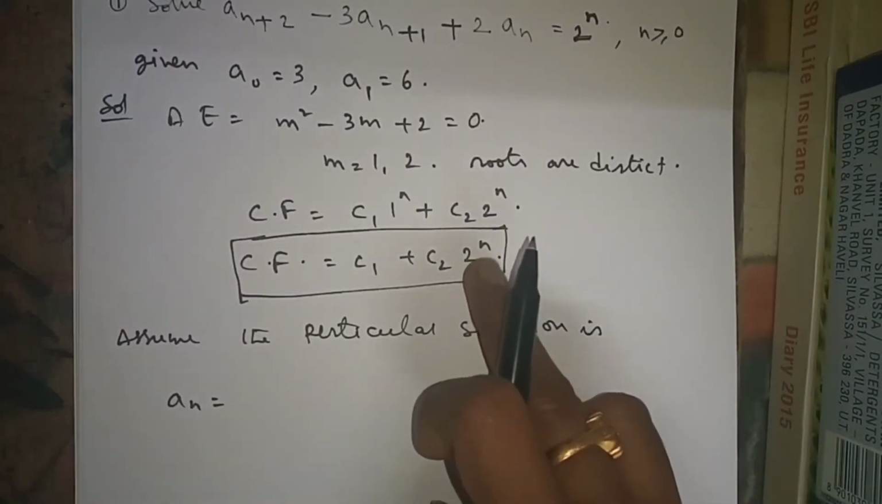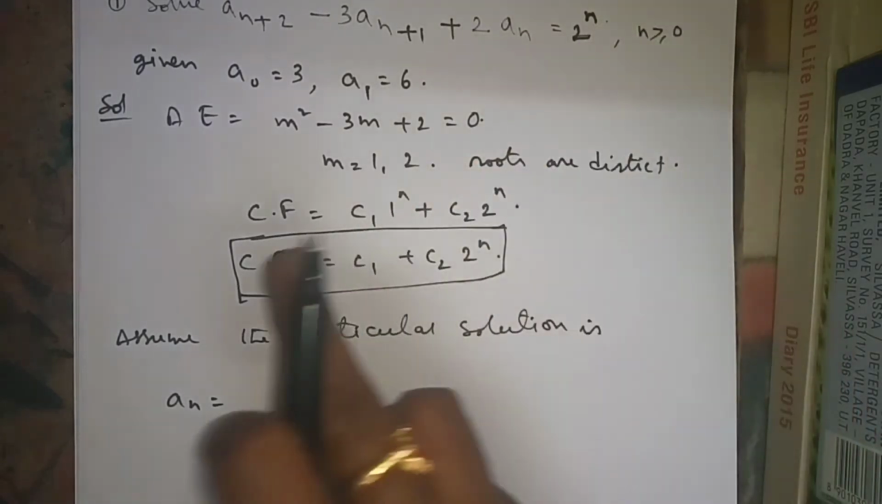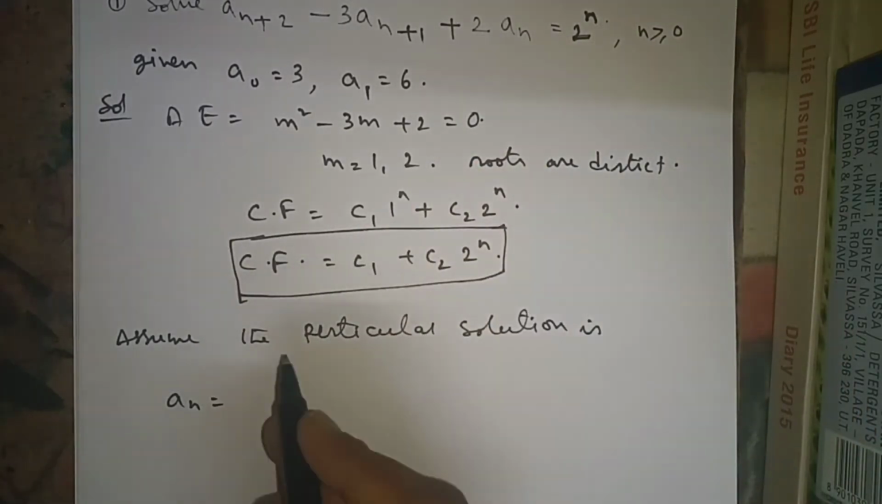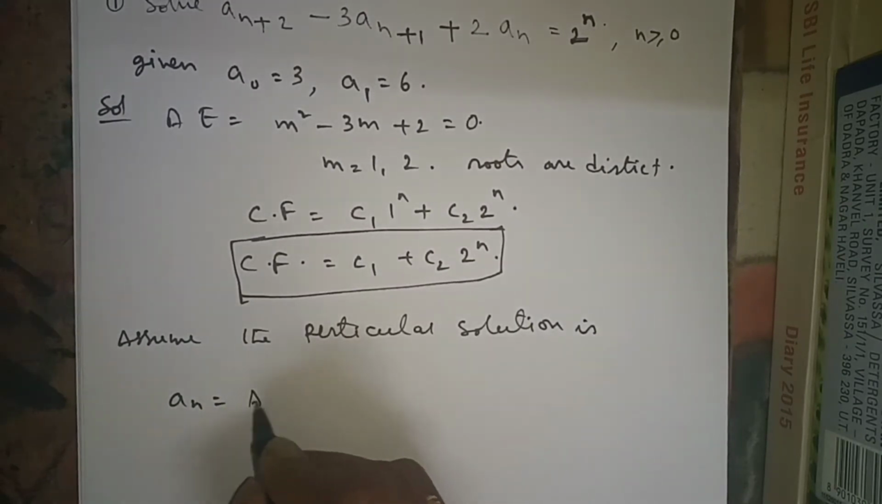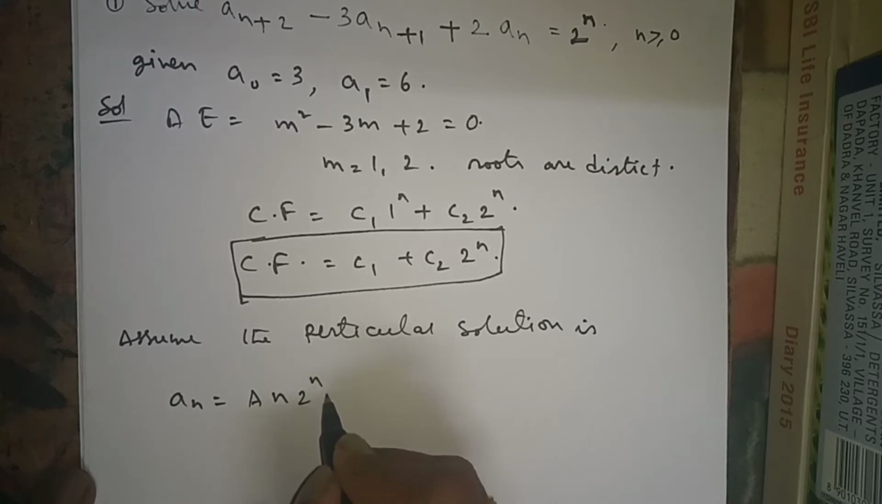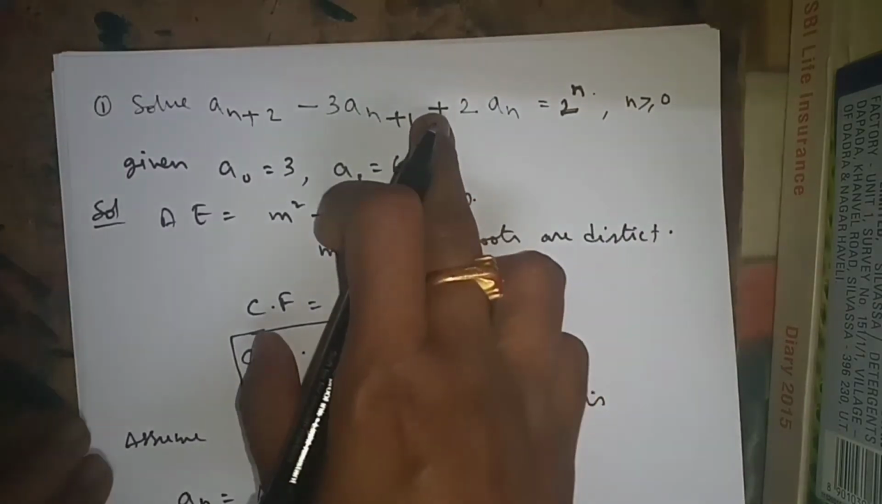Now our CF contains 2 to the power of n and our RHS is in the form of 2 to the power of n. Therefore, our particular integral will become a n 2 to the power of n.